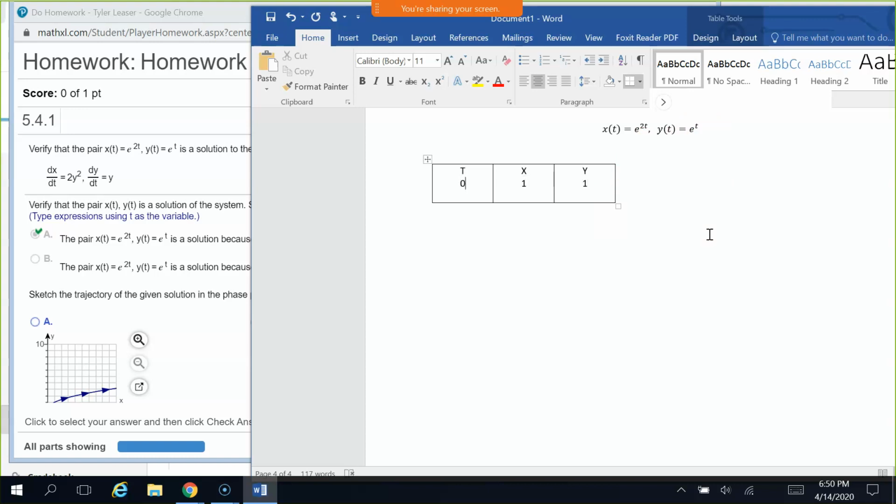Let's plug in the next value of maybe 1. When t is 1, this is going to be e to the 2, which is some number. Does anybody have a calculator in front of them? I do. What's e squared? Just like 2 decimals.